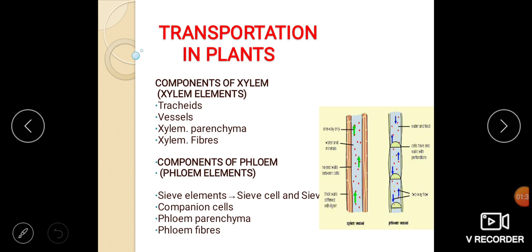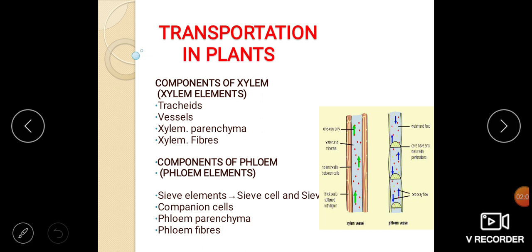Coming to the phloem now, phloem consists of sieve elements, companion cell, phloem parenchyma, and phloem fibers. Sieve elements can be of two types. Number one, sieve cells and number two, the sieve tubes. Sieve cells are found in the lower plants, whereas the sieve tube members are found in the higher ones. And these sieve tubes normally help in the transport of the food within the plant.